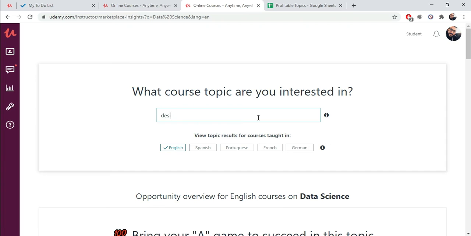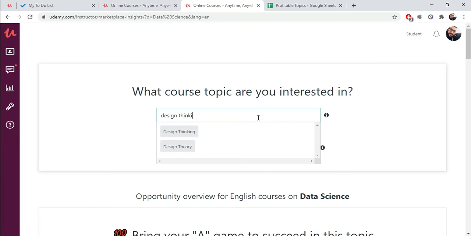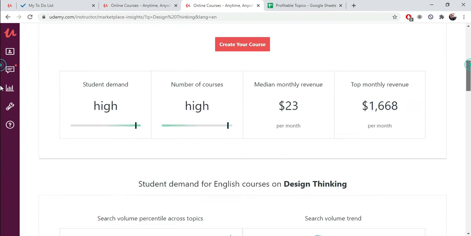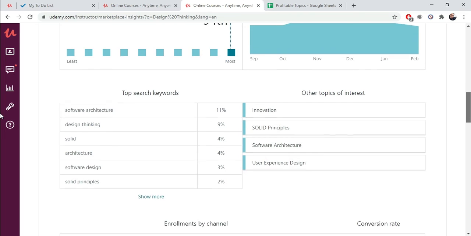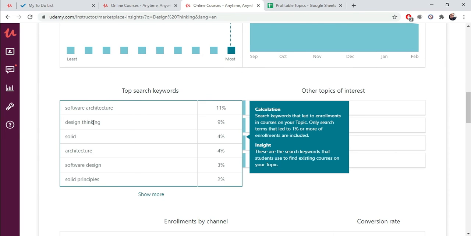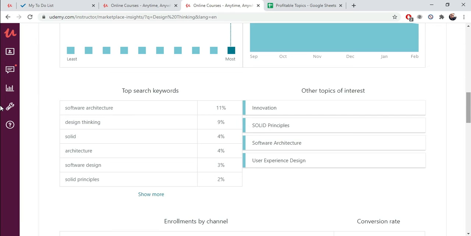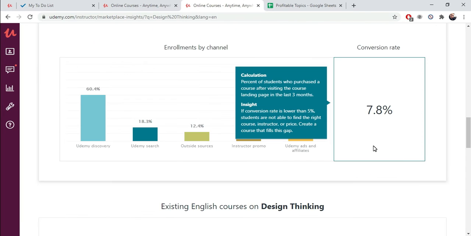Okay, now let's go back to design thinking. Okay, so $1,600 top monthly income between the top 5 instructors over the last 3 months. Software architecture, design thinking, that's not really related. Design thinking, okay, so pretty much just design thinking is the right keyword here. The other ones are pretty much useless. It has a conversion rate of 8%.